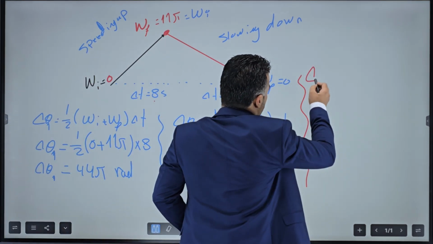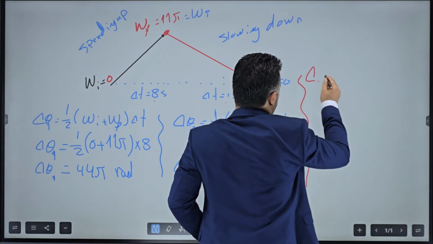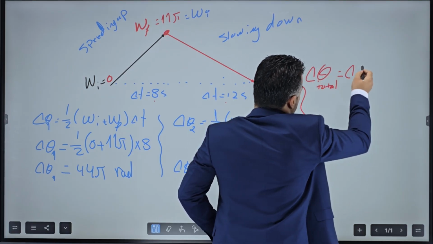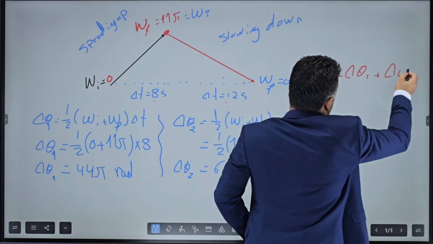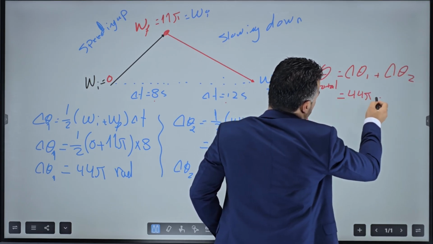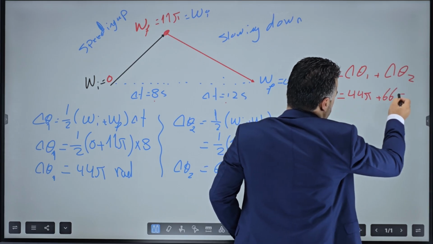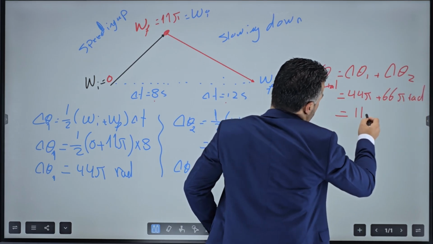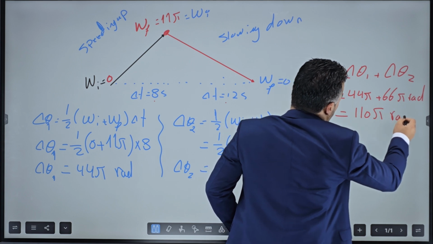So we'll say delta theta total, all right? That is, you can say delta theta 1 plus delta theta 2. So delta theta 1 is 44 pi radian. Delta theta 2 is 66 pi radian. That gives us a total of 110 pi radian.